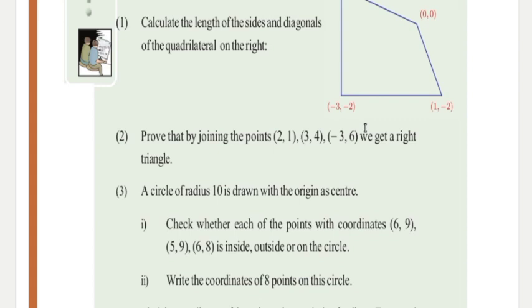And finally, the distance between any 2 points (x1, y1) and (x2, y2) of a plane is equal to the square root of (x1 minus x2) the whole square plus (y1 minus y2) the whole square. Okay, this much only in this chapter.